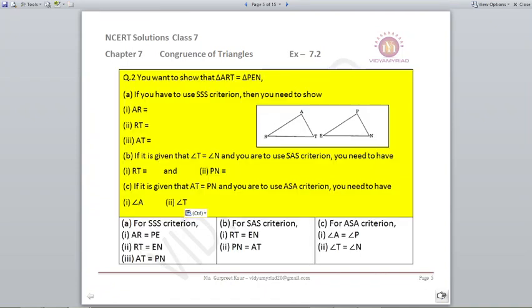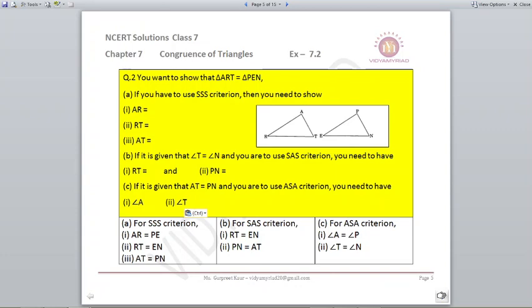Question number 2. You want to show that triangle ART is congruent to triangle PEN. A part. If you have to use the SSS criterion, then you need to show AR is equal to PE, which exactly matches the other figure. So AR will be equal to PE, RT will be equal to EN, and AT will be equal to PN.